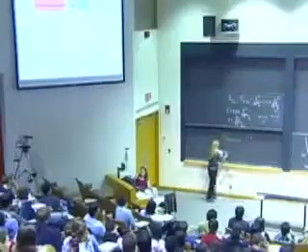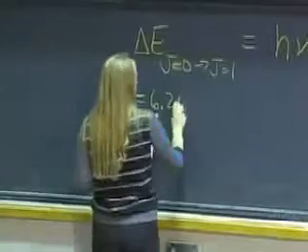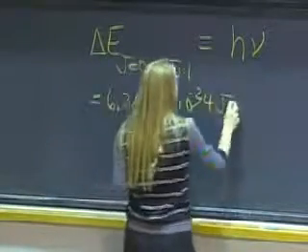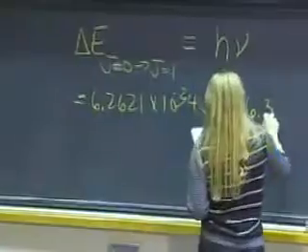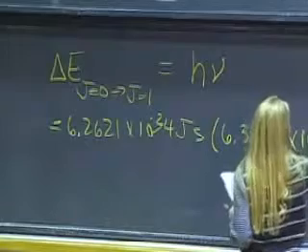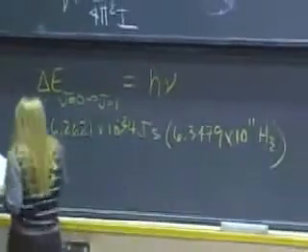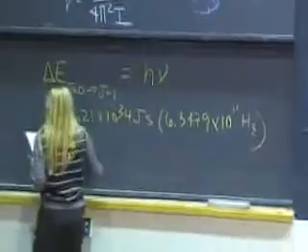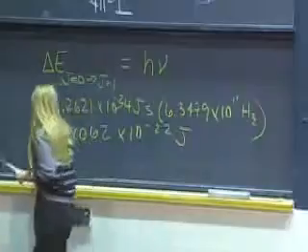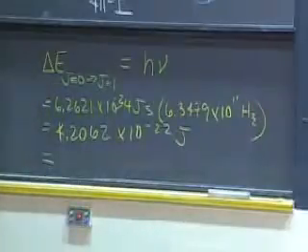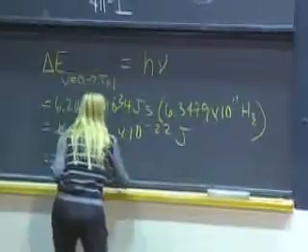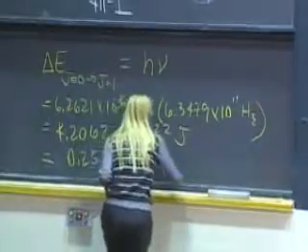So you can plug that in there. So we have 6.6261 times 10 to the minus 34 joule seconds times the frequency, 6.3479 times 10 to the 11th hertz. Right? When you do that, you should get 4.2062 times 10 to the minus 22 joules, or if I convert that to kilojoules per mole, it is 0.25330 kilojoules per mole.